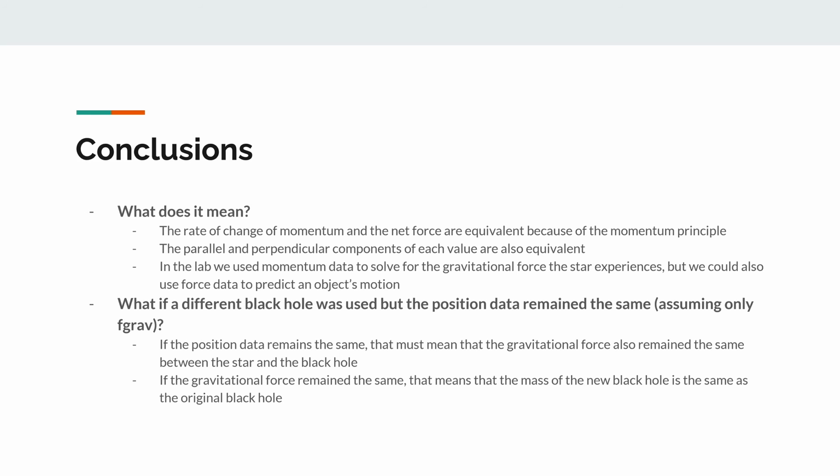What if a different black hole was used, but the position data remained the same? And then we're also assuming that F-grav is still the only force acting on the star. If the position data remained the same, that must mean the gravitational force also remained the same between the star and the black hole, and that means the initial mass values were also the same, which means that the mass of the new black hole is the same as the original black hole.